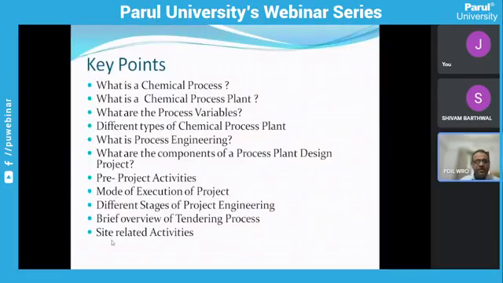Let me proceed. The key points which I have summarized are: what is the chemical process, which I will just explain; then what is a chemical process plant; what are the process variables; different types of chemical process plants; what is process engineering; and what are the components of a process plant design project. Then pre-project activities, that means when the project has not yet started, there is no construction, no design, nothing. At that time, some kind of studies are to be performed to understand the project. Then the mode of execution of the project, different stages of project engineering, and a brief overview of the tendering process and site-related activities. Some other aspects also I will explain one by one.